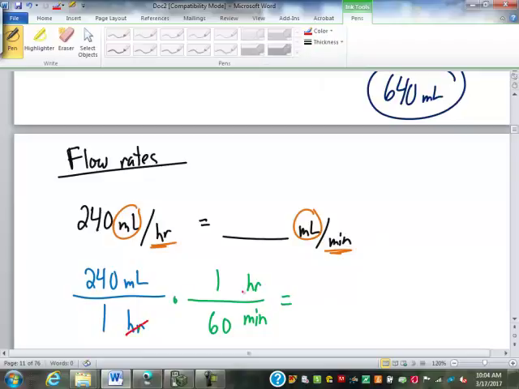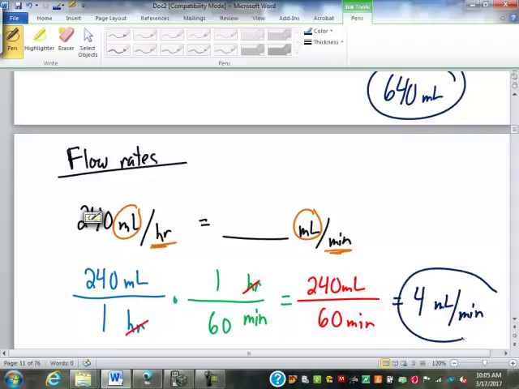So the hours cancel out. I have 240 milliliters times 1 is 240 milliliters. On bottom, 1 times 60 minutes is 60 minutes. I divide that out. Oops, I put milliliters on that. It should be minutes. Now I divide that out. 240 divided by 60 is 4 milliliters. Divided by minutes is milliliters per minute. So that goes from 240 milliliters per hour to 4 milliliters per minute.